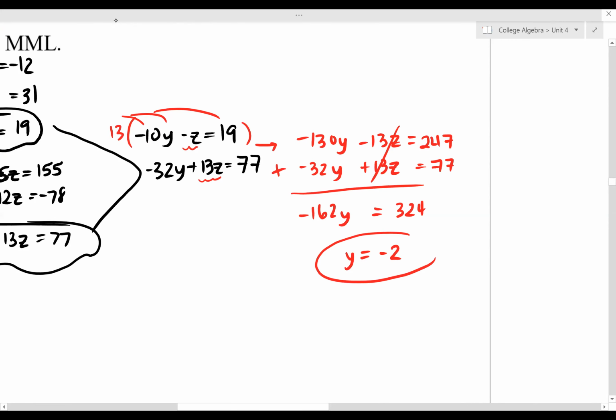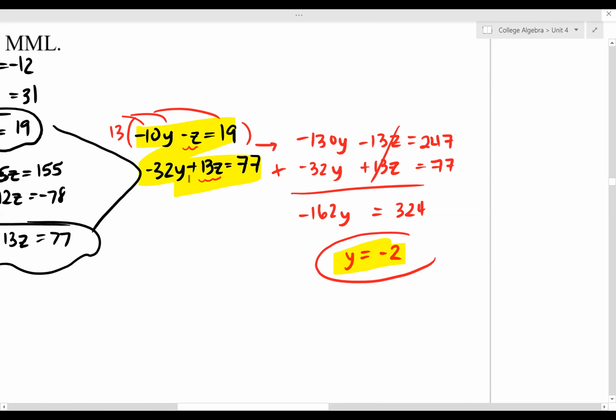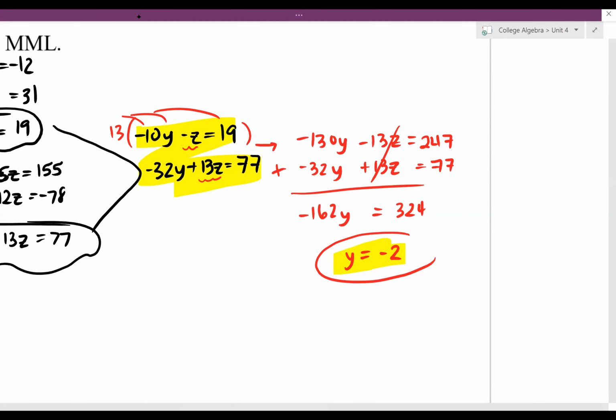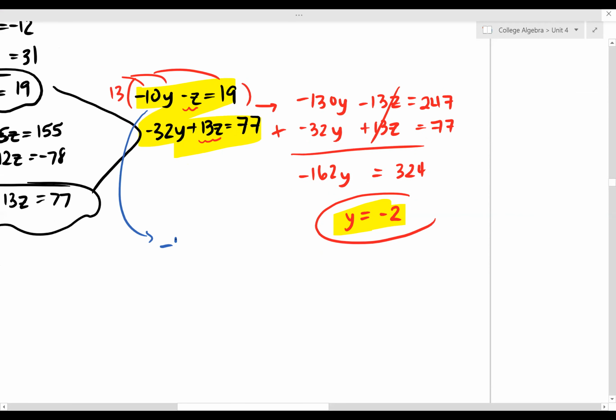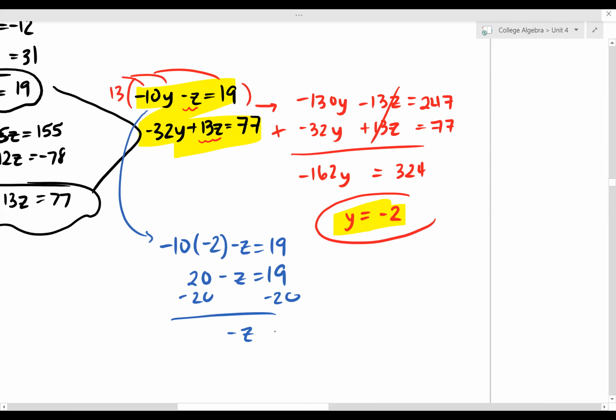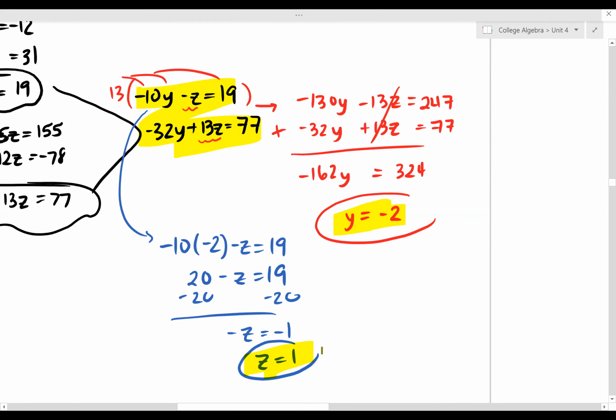I've got one solution. So what we do with this is we back up just a little bit. We're going to go back into the YZ equations and plug in this answer. Okay, so I'm just going to choose that top equation, negative 10y, so that would be negative 10 times negative 2 minus z equals 19. So I get positive 20 minus z equals 19, and then subtract 20, so negative z equals negative 1, and so z is 1. So there's my second solution. So I've got y is negative 2, z is 1.